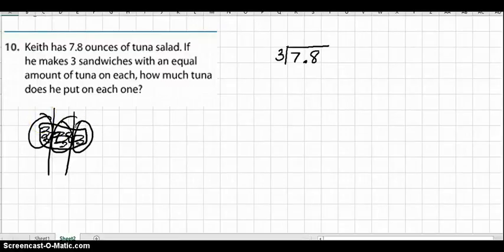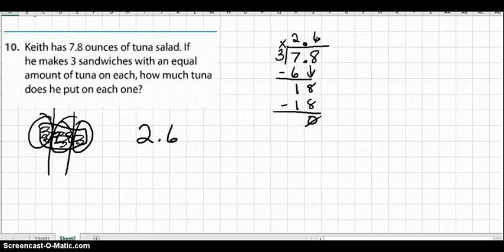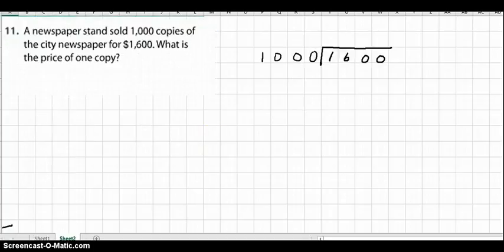So let's start out. Take my decimal to the top, put my multiplication symbol there. What times 3 equals 7 or close to it? 2 times 3 is 6. That's the closest I can get it without going over. Ignore my decimal and bring down my 8. What times 3 will get me to 18? 6 times 3 is 18. And so my answer here is 2 6/10 ounces. We're moving on to number 11.